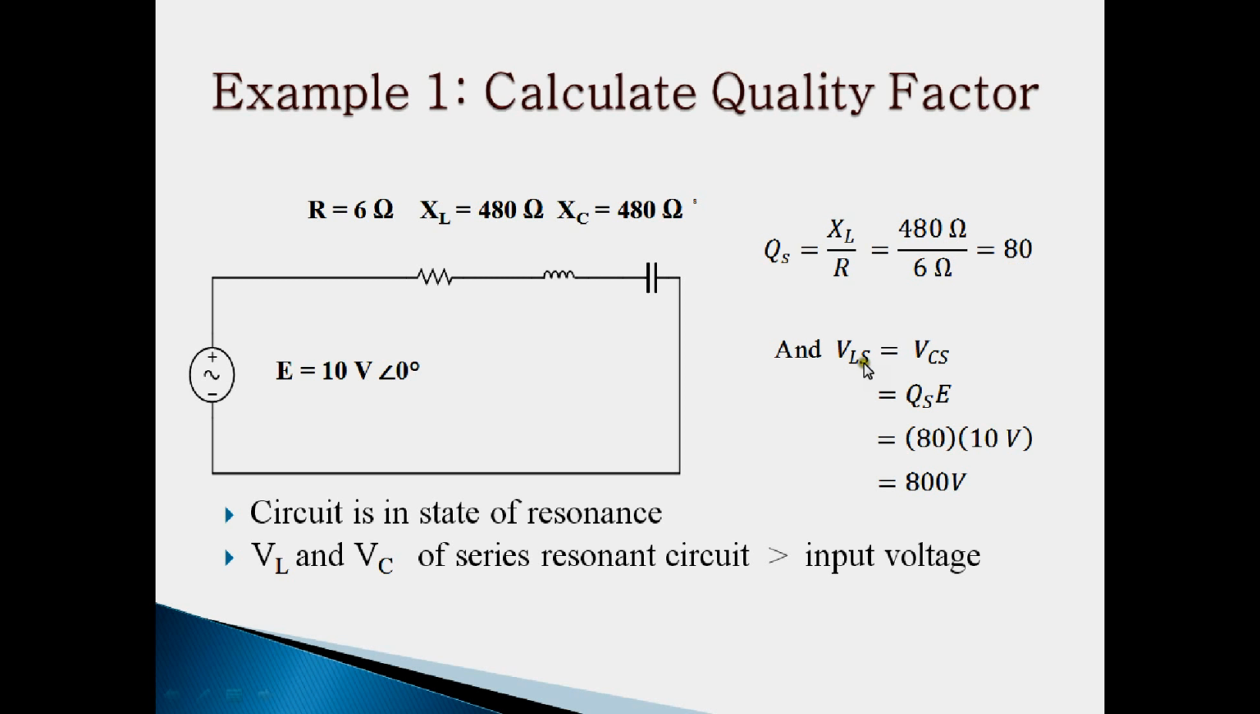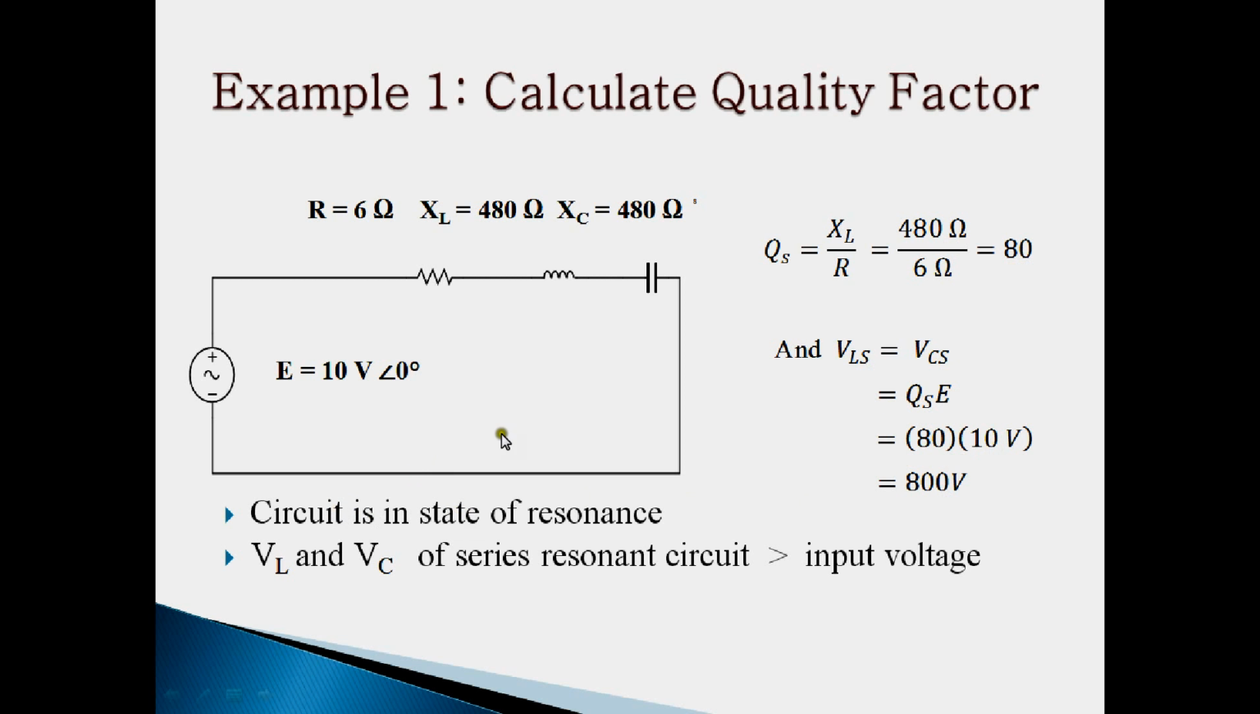Now voltage across inductor and voltage across capacitor at resonance is quality factor times applied voltage. In the last slide we had a derivation. So it is equal to 80 times applied voltage 10 volt. So at resonance, voltage across inductor and voltage across capacitor is 800 volt.